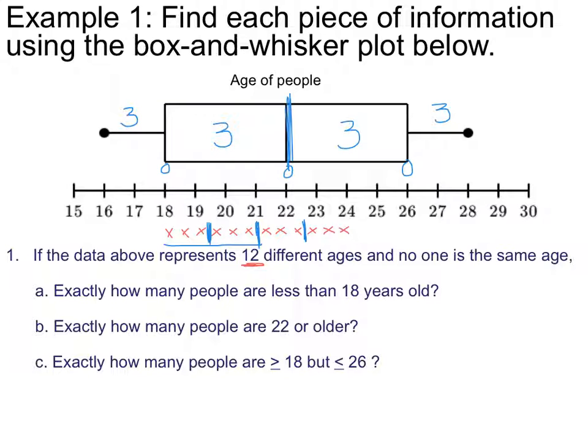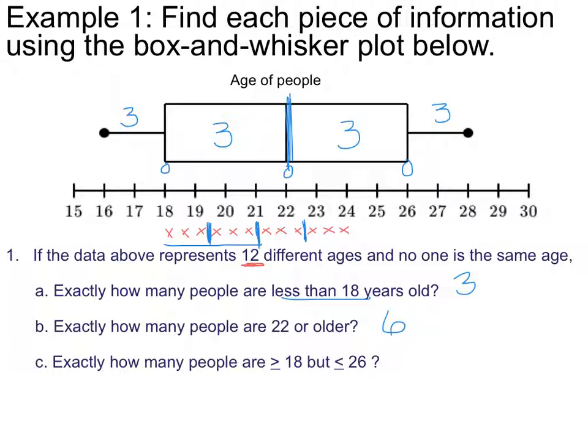Now when we go to answer the question of exactly how many people are less than 18, you would look at your box and whisker, look at where 18 is, and look at the people that are less than that. That's going to represent 3 people. Exactly how many people are 22 or older? If you include 22, well, we just said there's no one that's actually 22 because that was a middle in between two numbers. So there's no one there, but if we look at everybody above 22, that's 3 plus 3, which is going to give you 6 people.